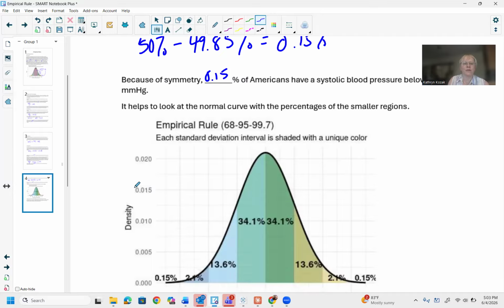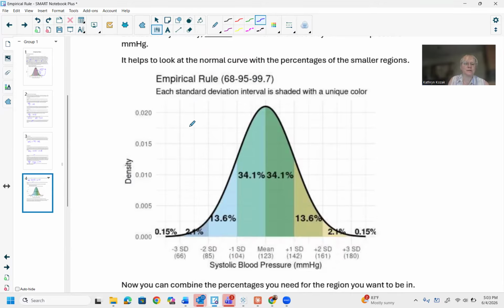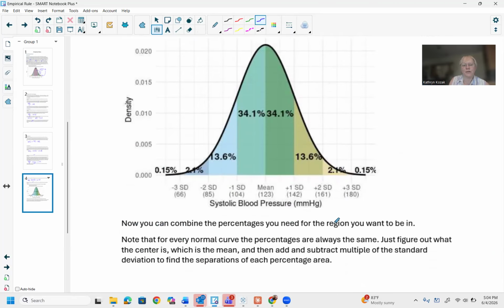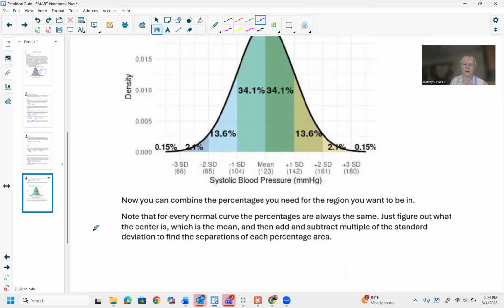It helps to look at all of the normal curve with percentages of these small regions. So we have the 34%, 34%, the 13.6%, 2.1. These percentages are slightly different just because the software I was using does slightly different numbers. Just because of rounding, the 68, 95, and 99% are actually rounded a little bit. Now you can combine the percentages you need for the regions you want to be in. Note that for every normal curve, the percentages are always the same. Just figure out what the center is, which is the mean, and then add and subtract multiples of the standard deviation to find the separations of each percentage area.